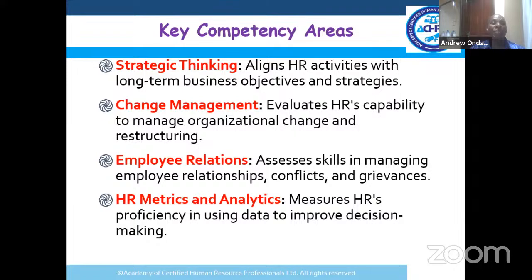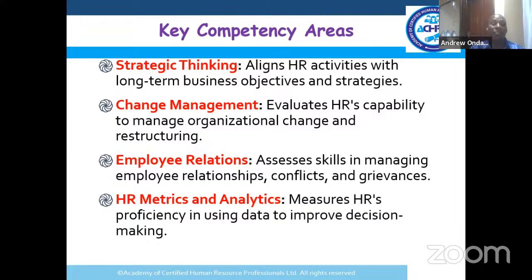The other competency HR managers must have is employee relations. Employee relations has to do with creating a working relationship between managers and employees. So how do we create this relationship? One, through communication. Two, through involvement and participation. And three, through consultations and collaborations. Specifically, in employee relations, we are looking at conflict resolution and grievance handling.